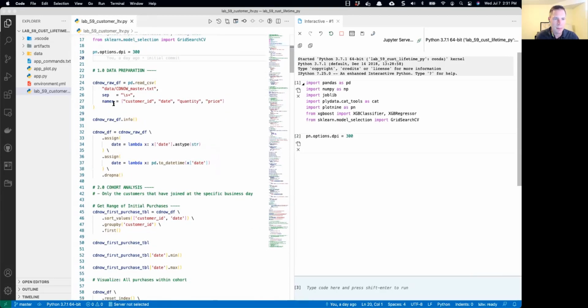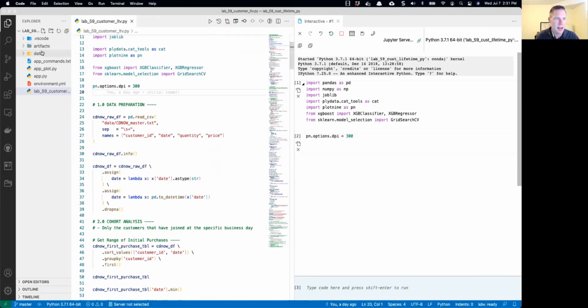So the first thing I'm doing here is reading in that data from our CDNOW master.txt file. That text file is a little weird though. It's separated by spaces, but they're uneven spaces. So I have to use a separator of /s+. And what this does is it looks for one or more spaces between each line.